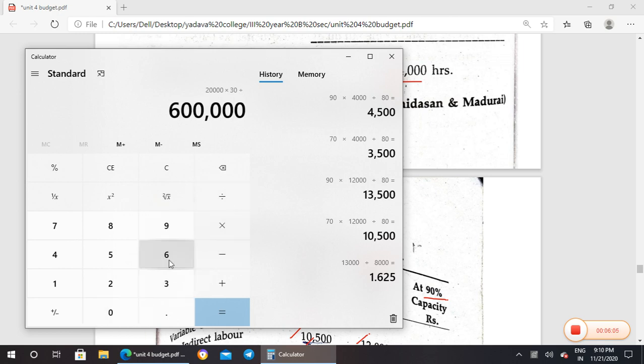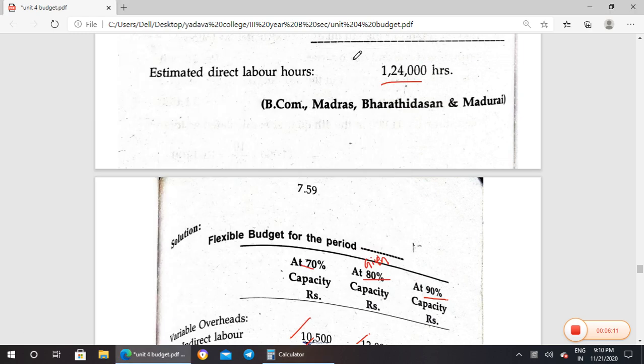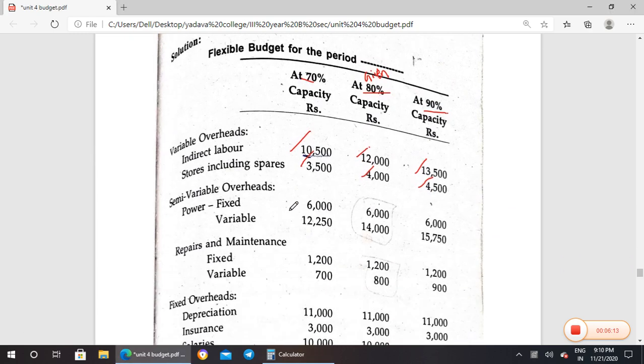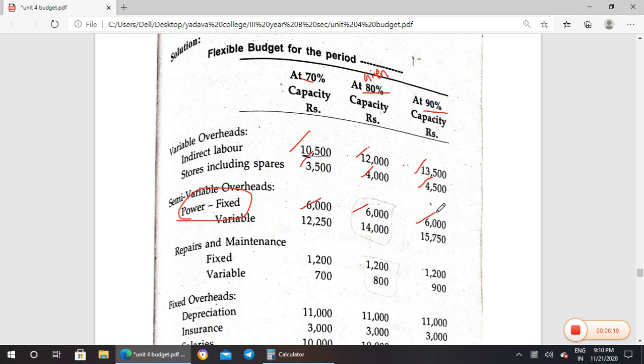30 divided by 100, you will be getting 6,000. This cannot be changed for each and every percentage. Because of this, the fixed amount is 6,000 for all the percentages. It cannot be changed. Easily we can deduct it. So 20,000 minus 6,000, you will be getting 14,000.